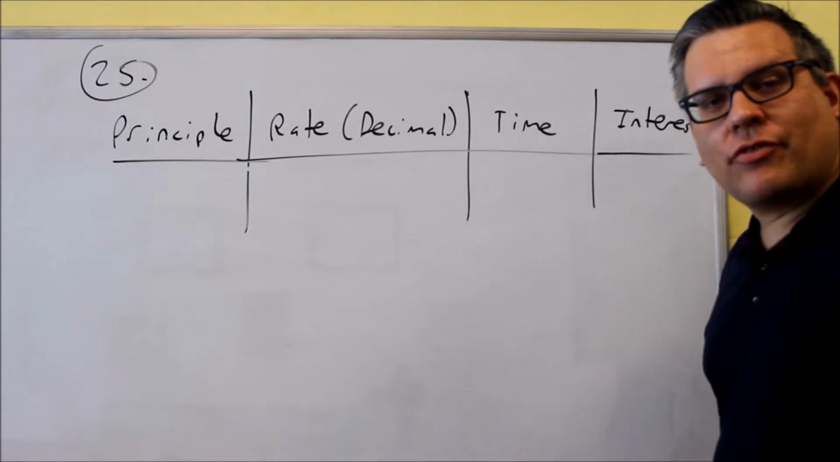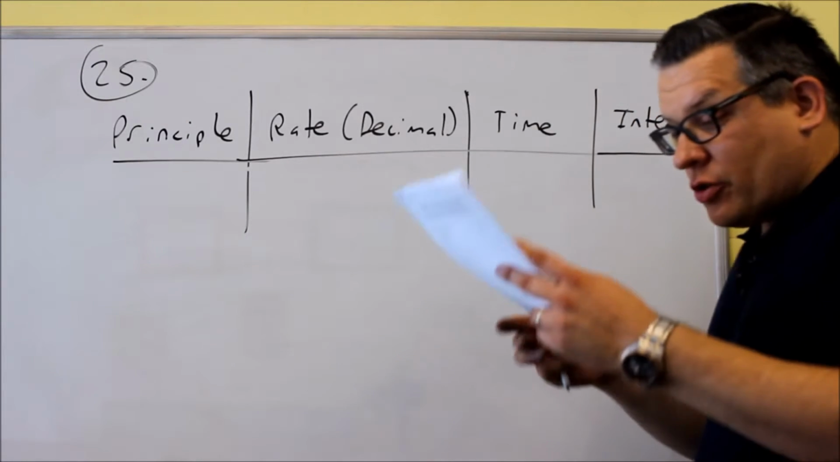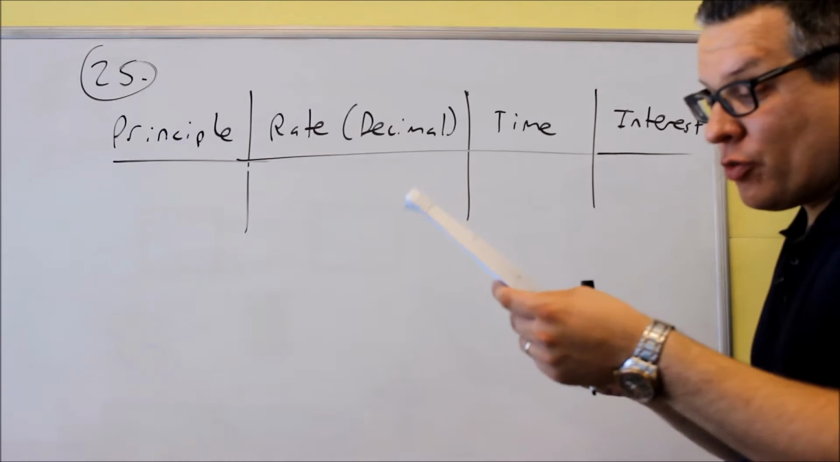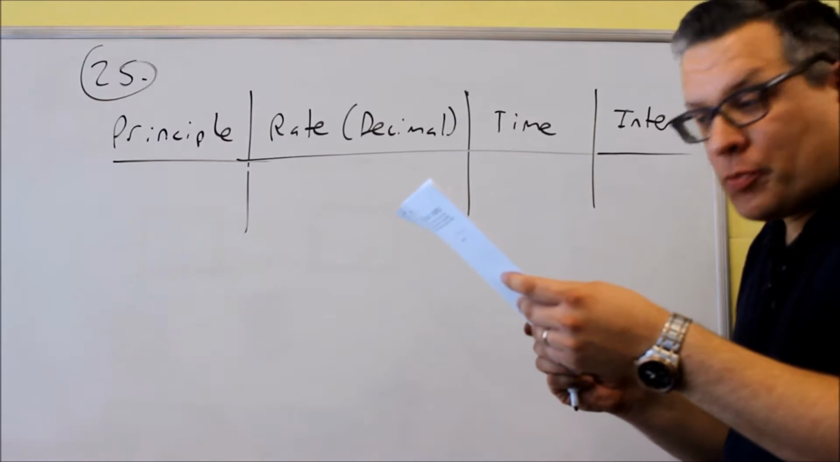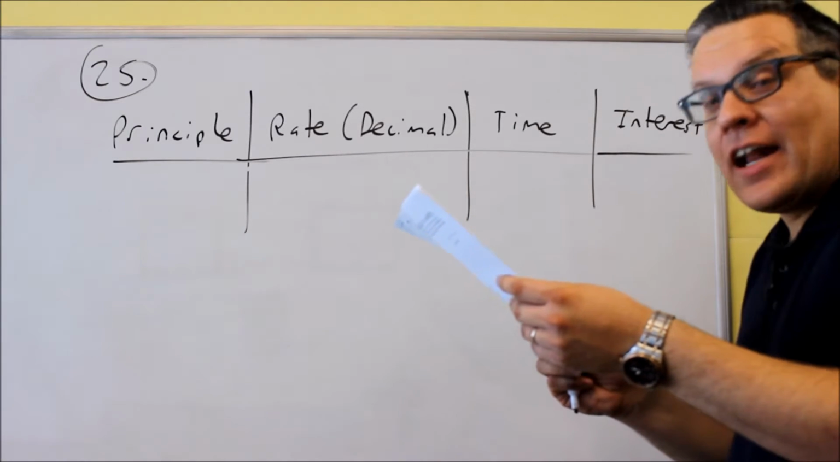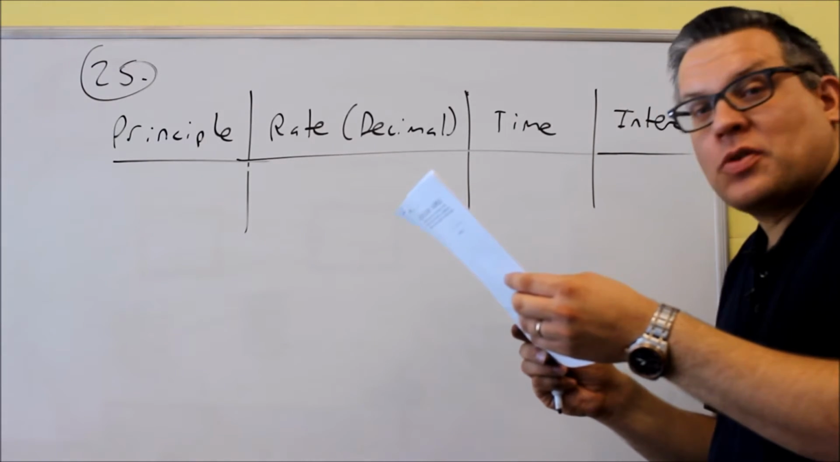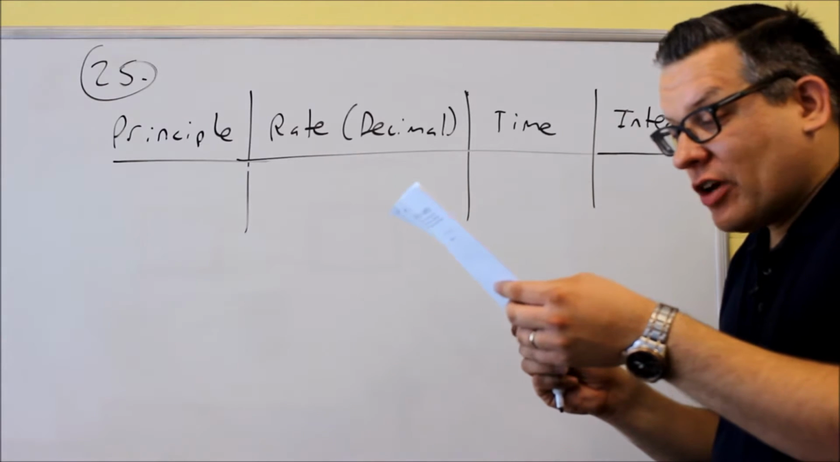Okay, for 25, we have an interest type problem. It says a total of $3,000 is invested, part at 2% simple interest and part at 4% simple interest. The total annual return from the two investments is $100. How much is invested at each rate?